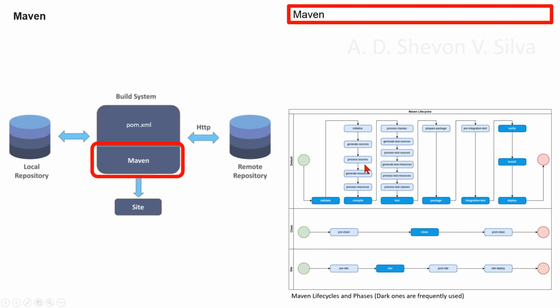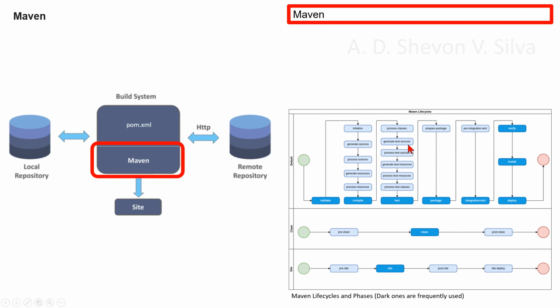Process sources: process the source code, for example, to filter any values. Generate resources: generate resources for inclusion in the package. Process resources: copy and process the resources into the destination directory, ready for packaging. Compile: compile the source code of the project. Process classes: post-process the generated files from compilation, for example, to do bytecode enhancement on Java classes.